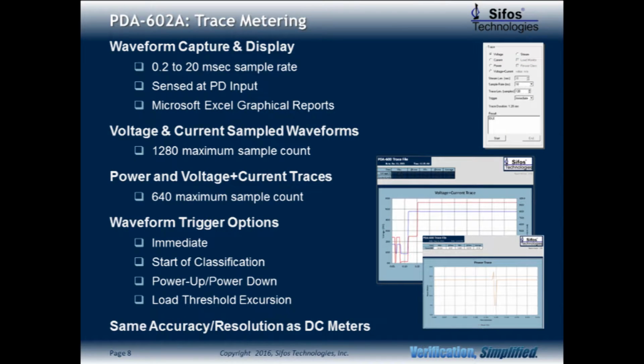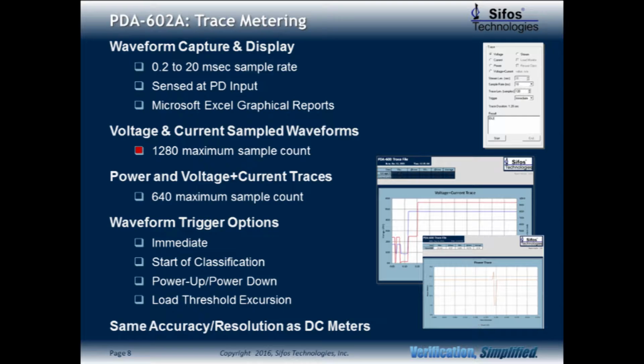In addition to static DC measurements, the PDA602 also offers a selection of waveform traces useful for observing dynamic loading behaviors. Waveform traces can be configured with sampling intervals of 0.2 milliseconds to 20 milliseconds. As with DC metering, sensing is performed at the MDI, that is, at the PD input. All trace data is presented graphically in Microsoft Excel spreadsheet reports.